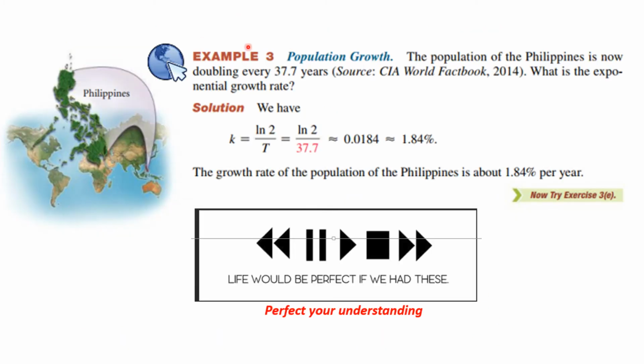Here's example 3, dealing with population growth. So now we're talking about the Philippines. The population of the Philippines is doubling every 37.7 years. What's the exponential growth rate? Well, we can just use the equation that we have from the box, and it is the natural logarithm of 2 divided by t. We insert the 37.7 here, and we get that the growth rate is, if I change this to a percentage, 1.84% per year. I encourage you to perfect your understanding by trying this exercise.